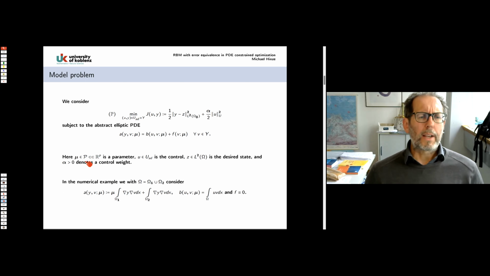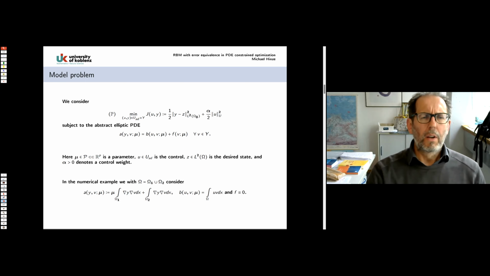The mu's now range in a compact parameter space in R^P. U in a set of admissible controls is the control, Z is the desired state, and alpha is the weight of the control. And later, as one numerical example, you can have the thermal block, which is a classical example in the literature, where the form A, depending on mu, is given by this expression here, and the right-hand side B is a classical distributed control, that is, F equals the control.